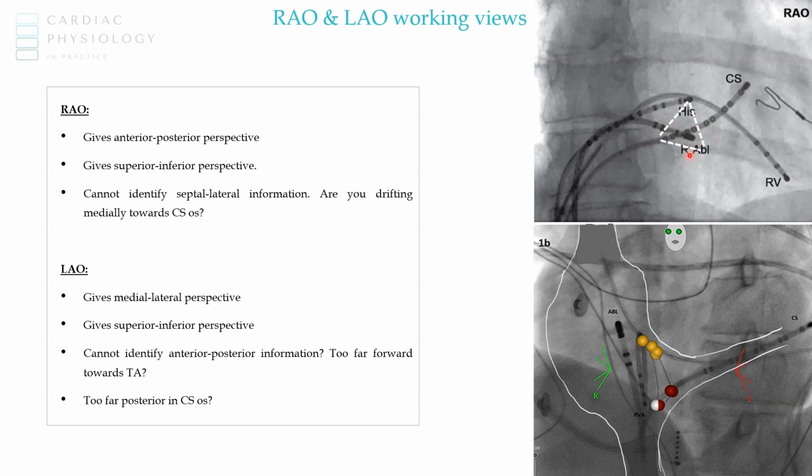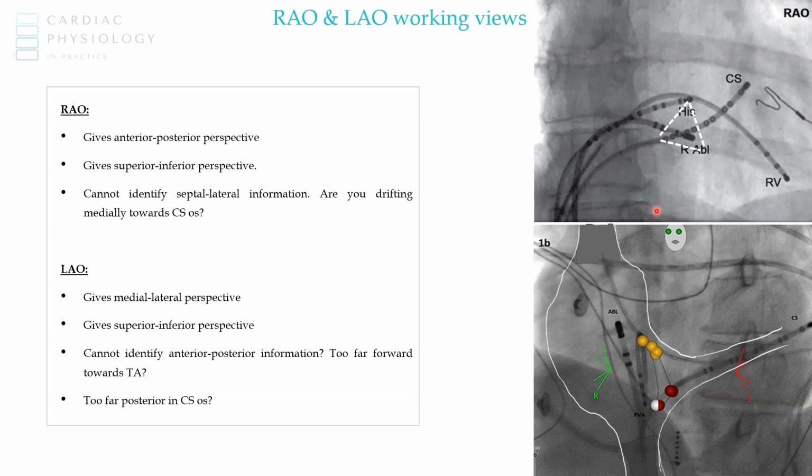It also gives you information of how superior or inferior your ablation catheter is relative to a reference point, such as a His catheter, for example, but it doesn't give you information on how medial or lateral you are. And so if you're drifting medially towards the coronary sinus ostium, you won't really get a good handle of that by looking at an RAO view.